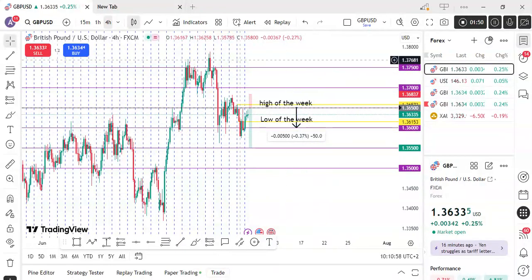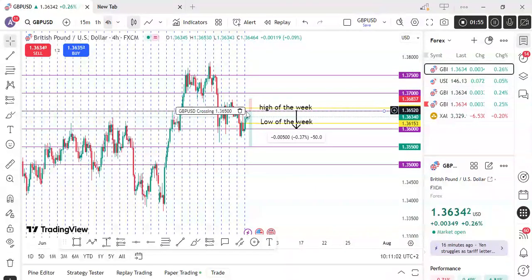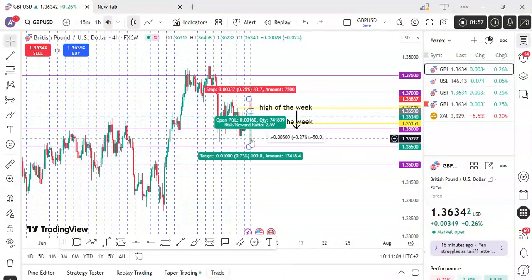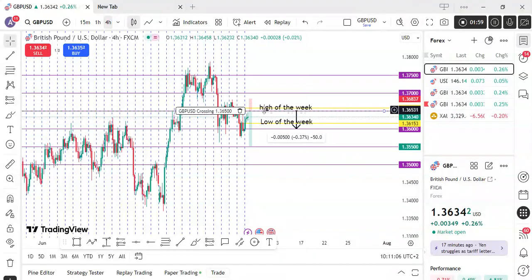Here I'm expecting this to happen. From this 4 hour time frame, I'm expecting price to pull back to my psychological level. As you can see, I have my alert set on that level at 1.36500, which is my psychological level. I'm also seeing the high of the week, which is the yellow line you are seeing.